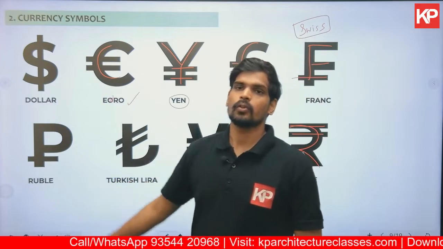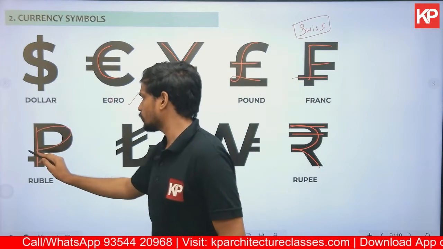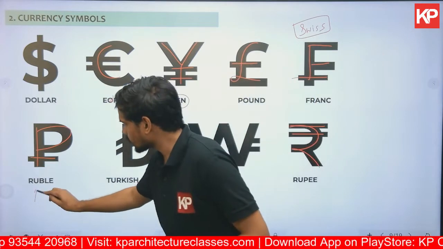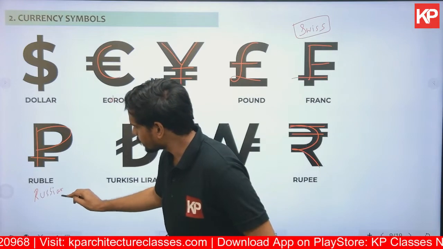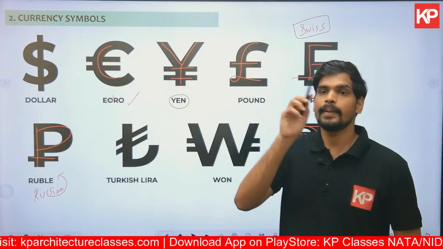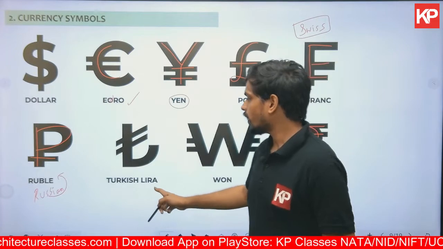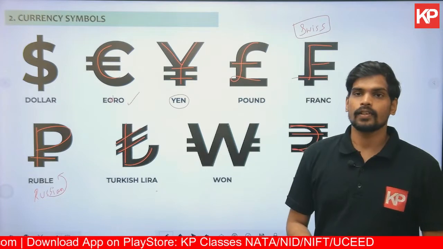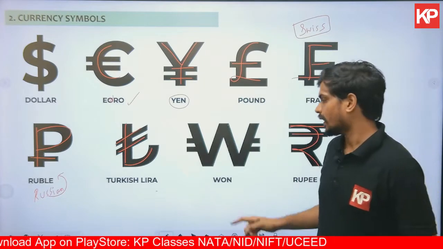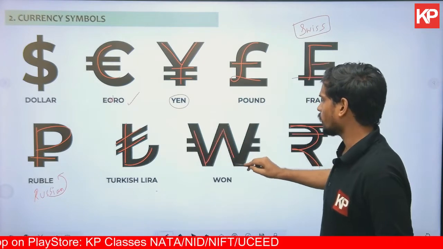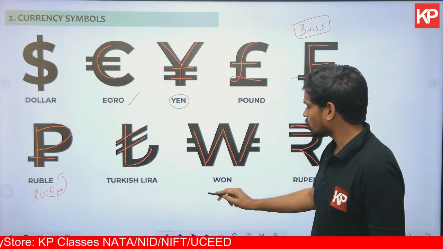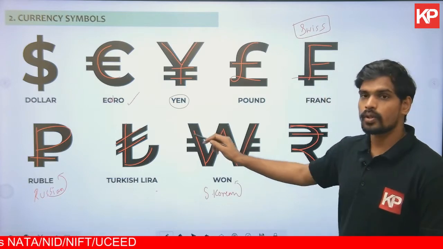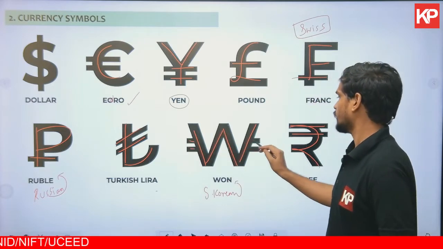Then you have ruble. Ruble uses a symbol similar to P, because this is not based on English script. It is based on Russian script. This is the currency of Russia. The Russian ruble uses something like P in English with a horizontal line. Then you have the Turkish lira. Lira is the currency of Turkey. It uses slant lines cutting through that symbol of lira. Then you have won. Won is the currency of Korea, mainly South Korea. The South Korean won uses a W symbol with horizontal lines cutting through it.